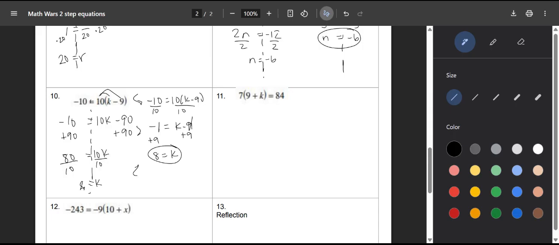11 is a problem for you to try. I don't care whether you do your distribution or if you divide it into groups. It is up to you how you solve it. Please pause the video, come back and check your answer when you're done.